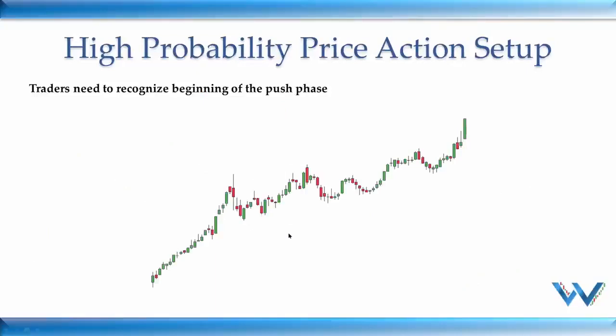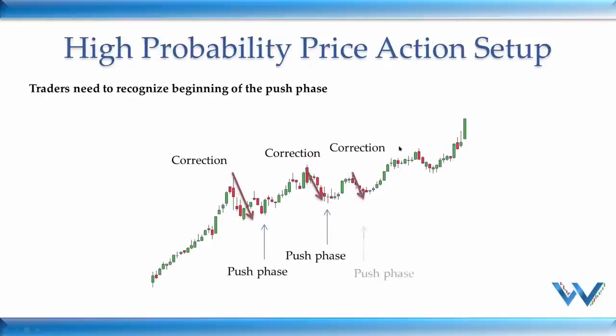Every trend has multiple phases. We have a correction phase and we have a push phase. Correction phase followed by a push phase, correction phase followed by a push phase, correction phase, and followed by another push phase. This is the behavior according to price action when it comes to trends.